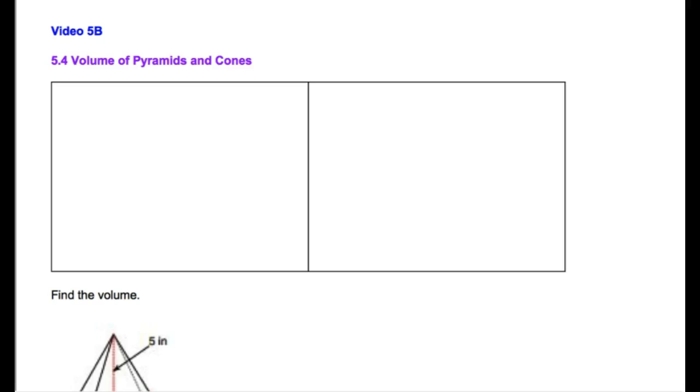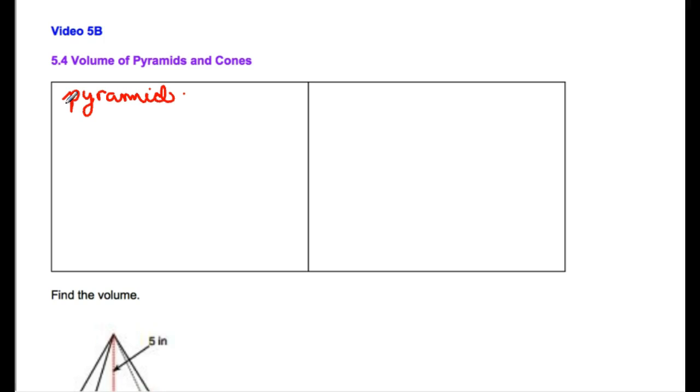Welcome to video 5B. In this video, we are going to continue working with our volumes and surface areas of three-dimensional figures. In particular, we're going to talk about pyramids and cones. We are going to do volume first, and then we'll move into surface area. So first of all, let's revisit our pyramid shape. When we have the formula, we know what to put in.